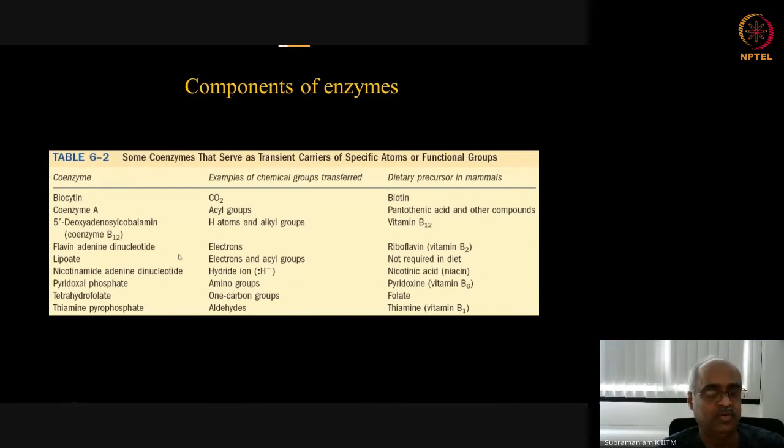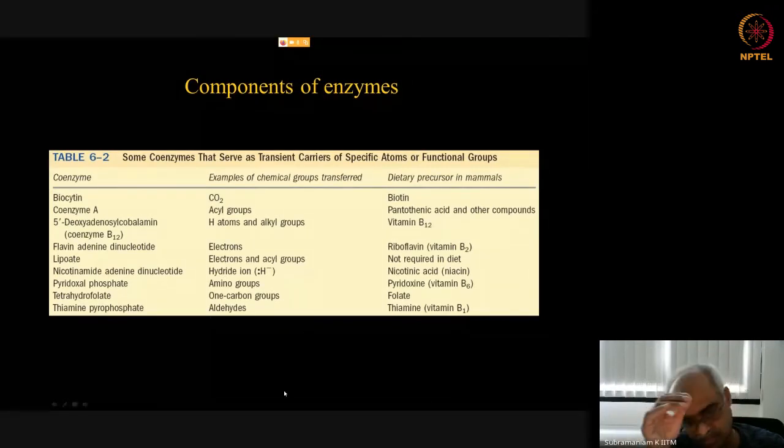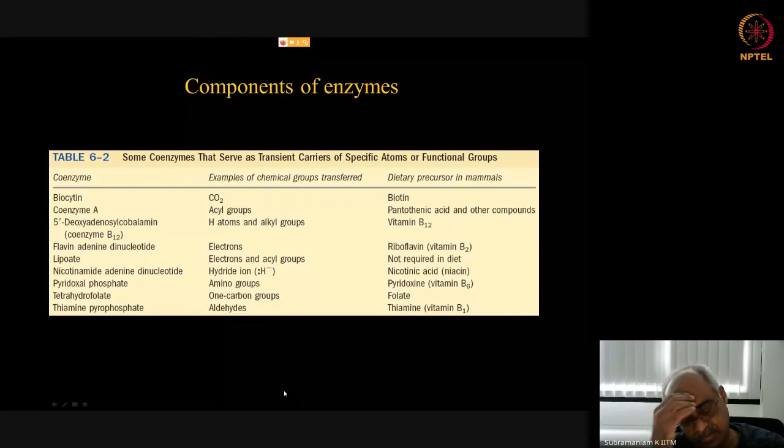And similarly, coenzyme A is involved in acyl group transfer. And these are involved in electron transfers. They are present in the electron transport chain, where the pyruvate is ultimately oxidized to carbon dioxide and water, and then you get the maximum amount of energy.